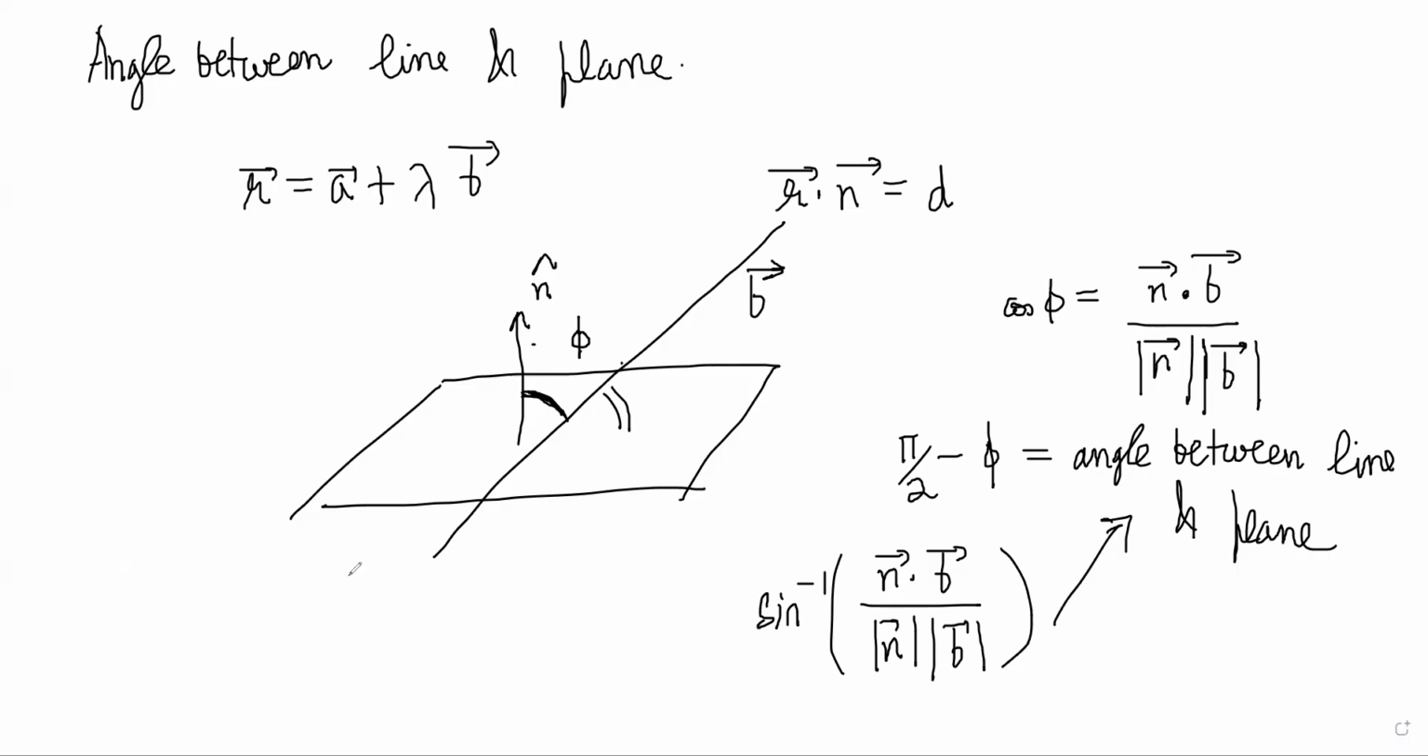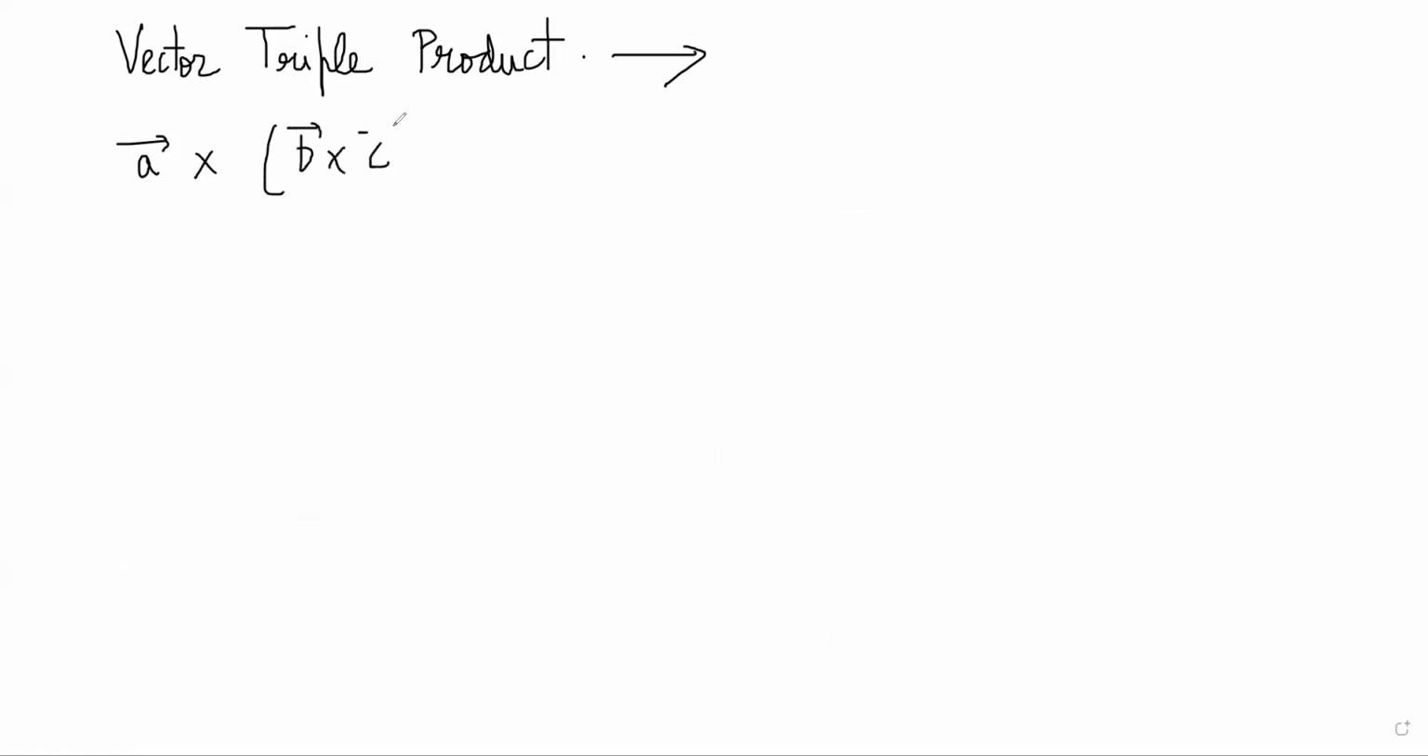And now finally we come to the vector triple product. Triple product, what is the meaning? It is A cross B cross C, right? Obviously this is a vector, this is a vector, so the answer is going to be a vector. That's why it is called a vector triple product.